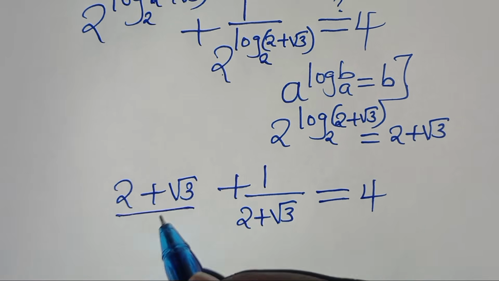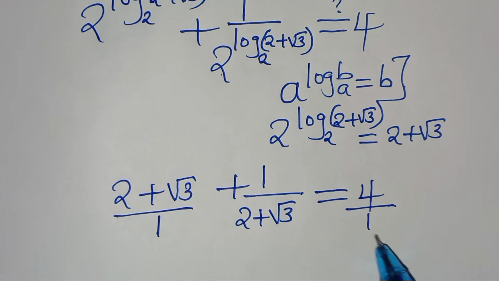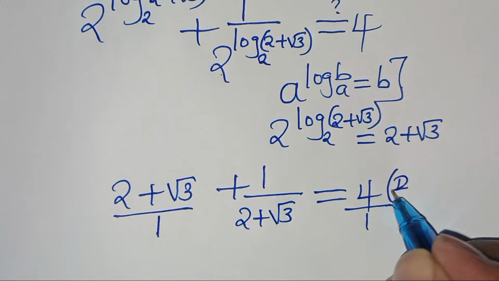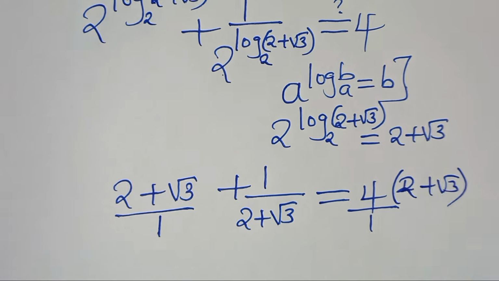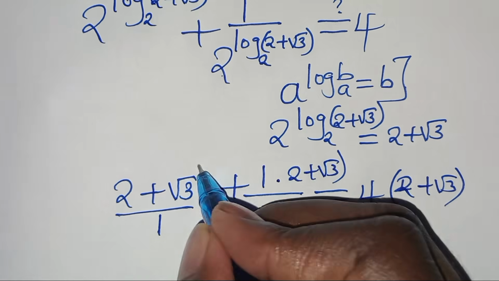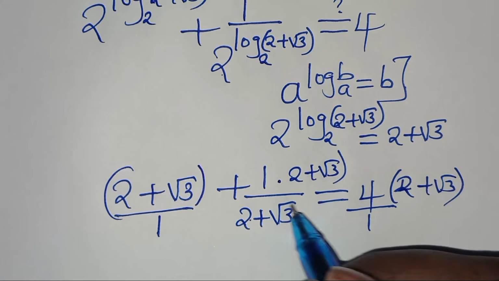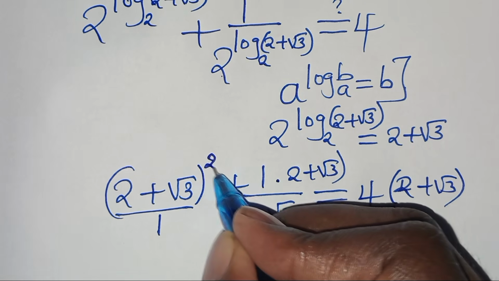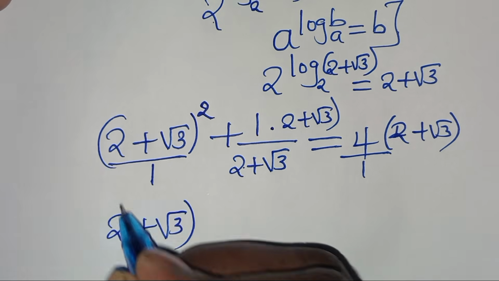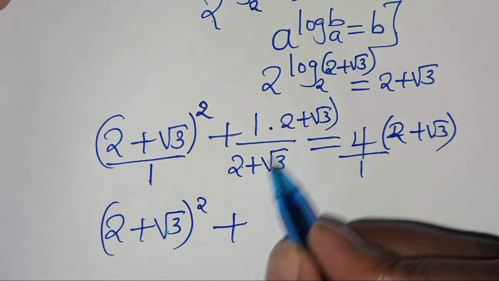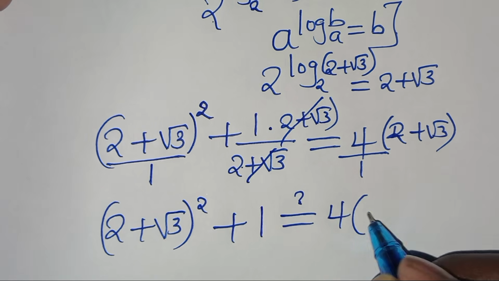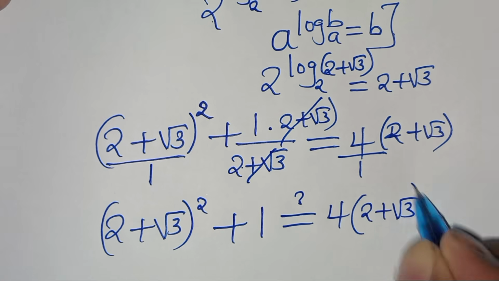Now, this is a whole number, so this is over 1. And also this is a whole number, so this is over 1. The LCM is 2 plus square root of 3. Let's multiply everything here by 2 plus square root of 3. Here we multiply by 2 plus square root of 3. And here we multiply by 2 plus square root of 3, which is the same thing as 2 plus square root of 3 squared. So we have 2 plus square root of 3 squared. Then plus, this simplifies, so this is 1. This should be equal to 4 times 2 plus square root of 3.